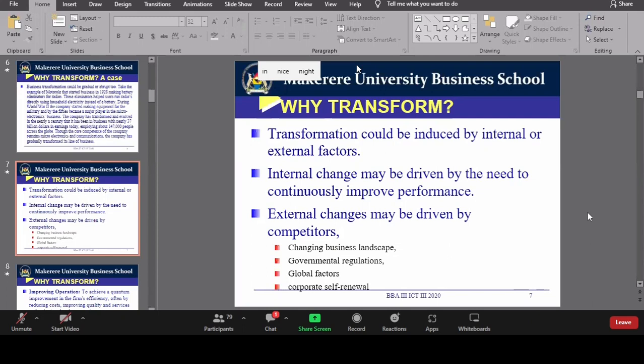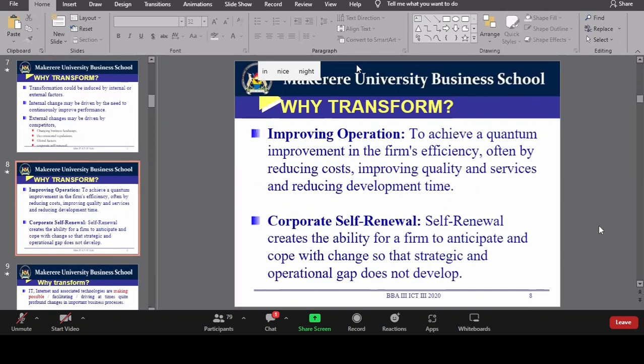Look at the changing business landscape. Look at the government regulations. Look at the global factors. Look at the corporate self-renewal. Corporate self-renewal is about the image, how we are viewed in the market, and things of that nature. Then look at improving operations as a reason for us to transform. Do I need to explain these things? I think we can understand them, right?